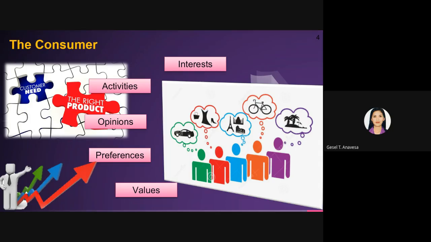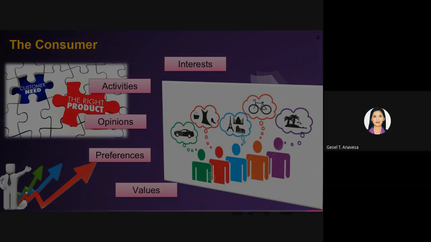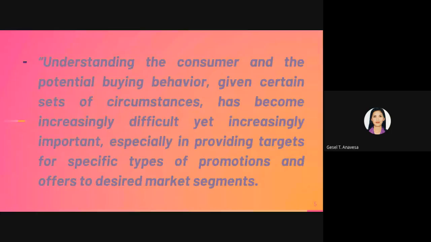Okay, so direct marketing and social marketing using social media are merely some of the distribution channels widely used in the market, so that they can identify specific consumer behavior. Understanding the consumer and the potential buying behavior given certain sets of circumstances has become increasingly difficult, yet increasingly important, especially in providing targets for specific types of promotions and offers to desired market segments.